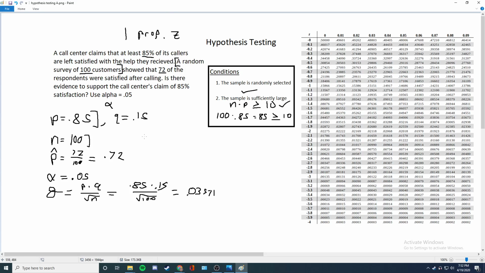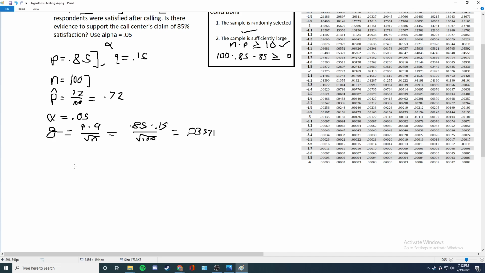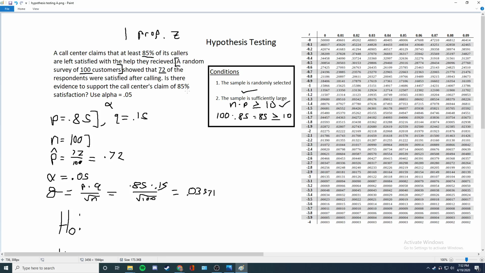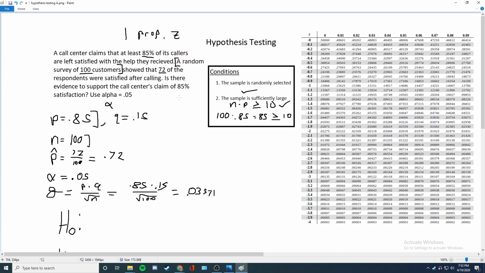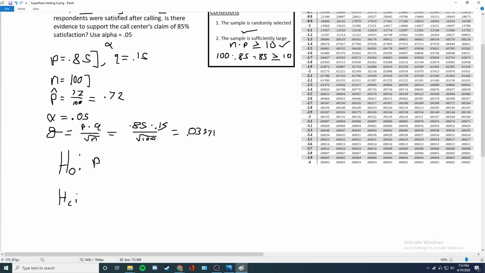So the first step of the test is going to be to set up our hypotheses, so our null hypothesis and our claim. Our null hypothesis is the kind of baseline that we're going to compare our claim to. In this case, since we're trying to see if the 85% call center claim is accurate or not, this is the baseline that we're comparing to. So we're trying to see if our P, the population proportion, is at least 0.85.